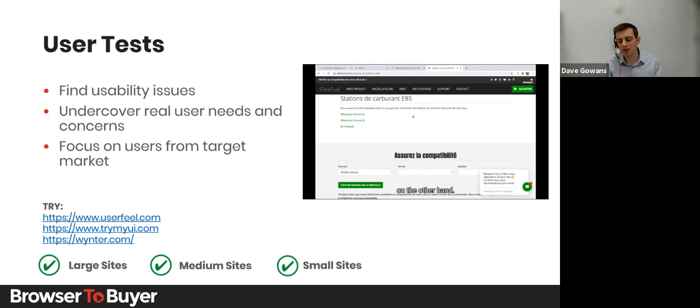So this is great because not only do you see how you compare to the competition, you see your usability issues, but you get real in-depth data from those individual visitors. And it's great because you don't need a lot of traffic to do this. You're buying in the user.